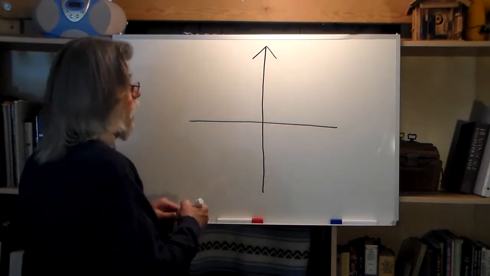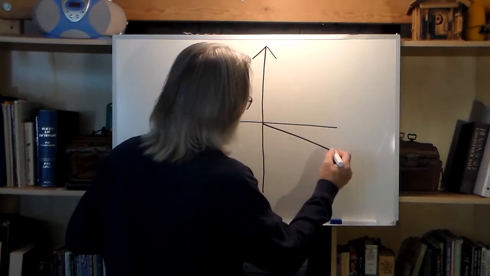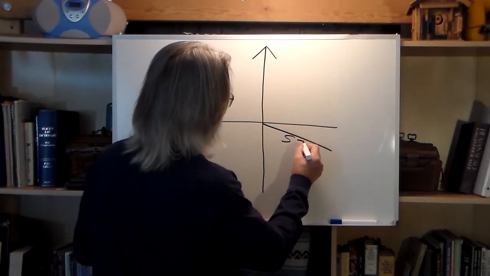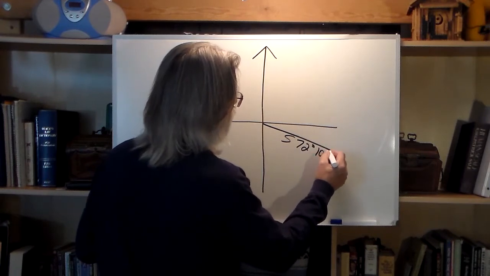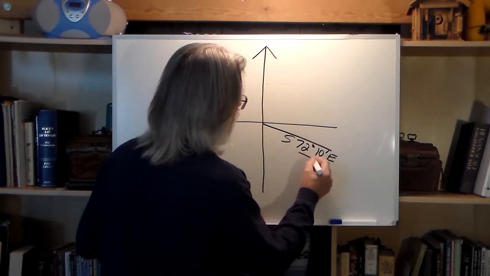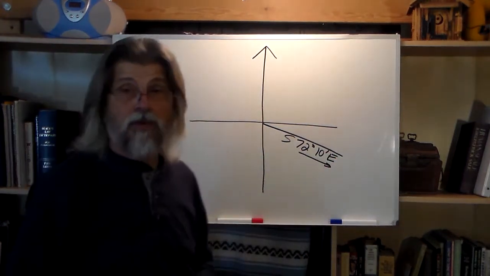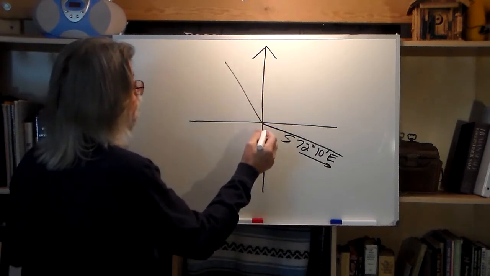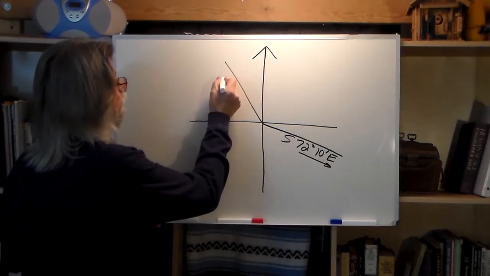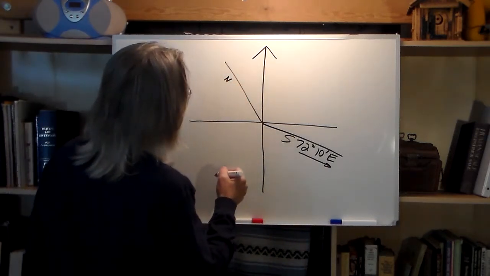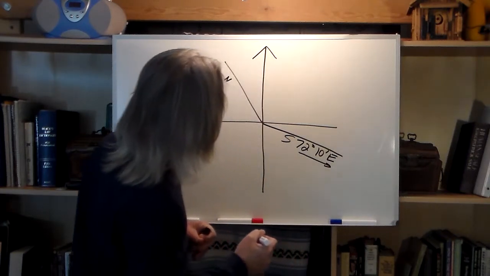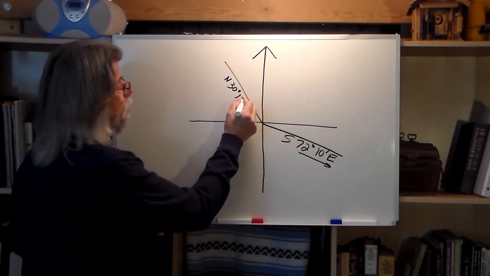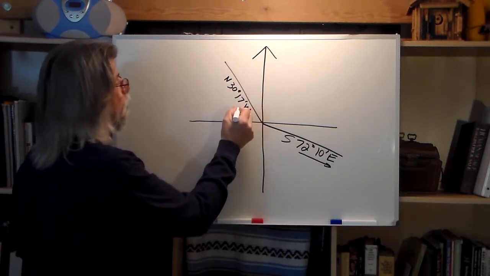Okay, we've got a bearing here of south 72 degrees, 10 minutes east, going this way. And we got a bearing going back in the other direction of north 30 degrees, 17 minutes west. Going that way.